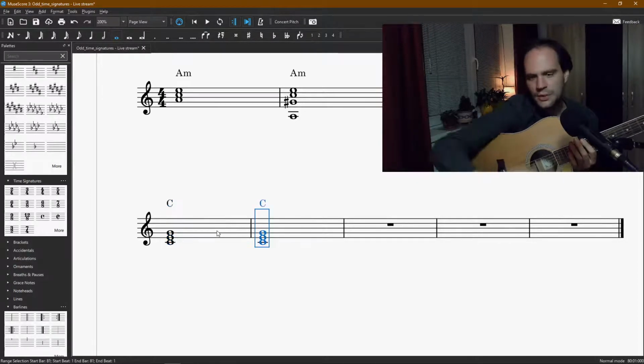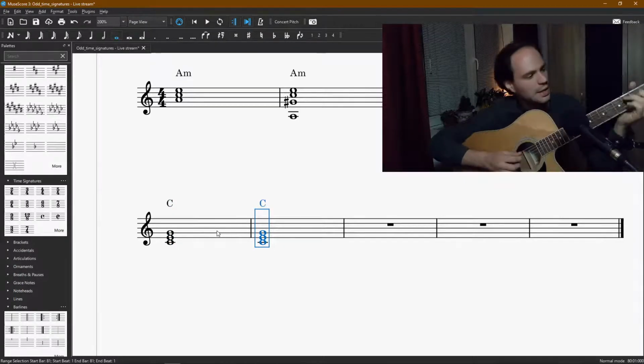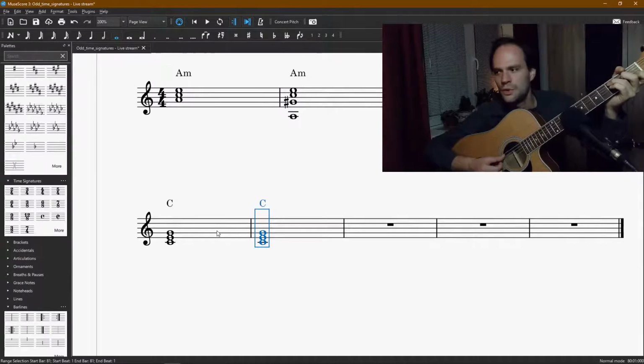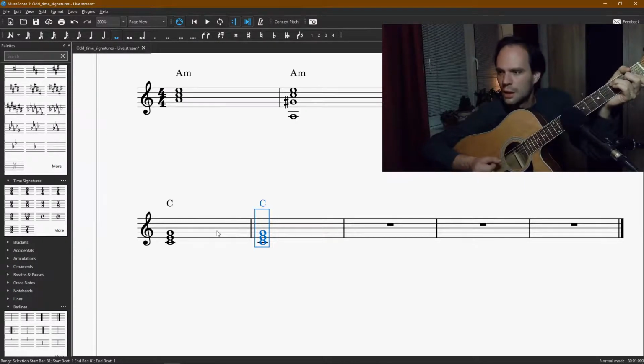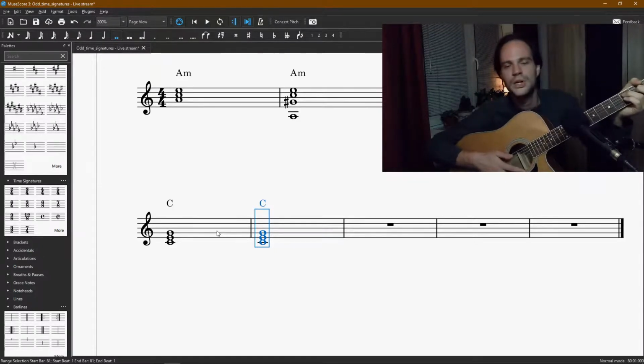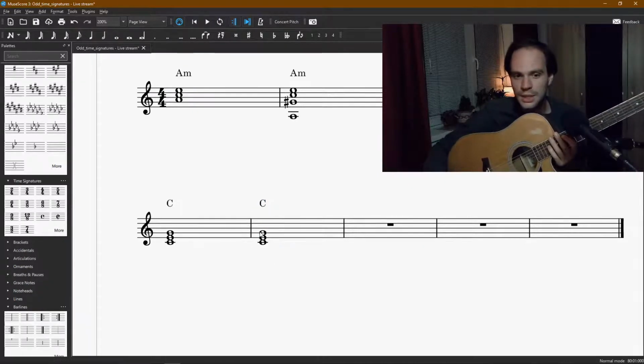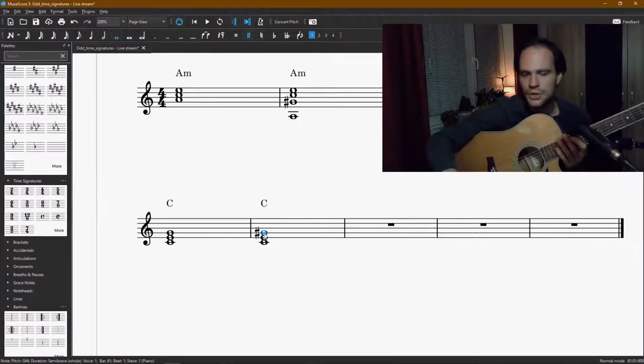So I'm going to write down now what I did, actually, because this is a chord that you probably have heard in many pop songs. And I'm only changing one note. I'm only chromatically changing one note. And that's, in this case, the G.